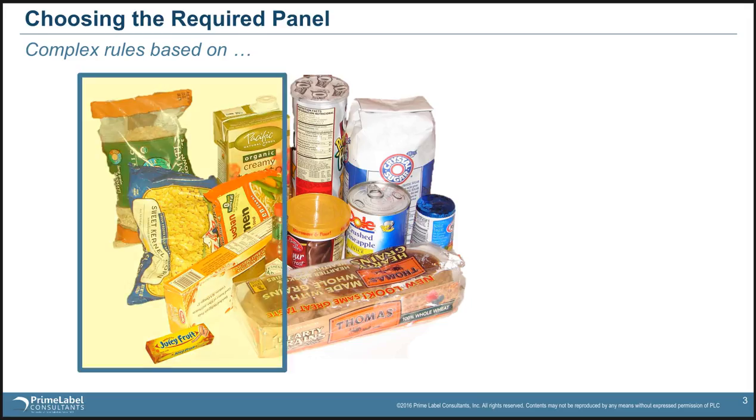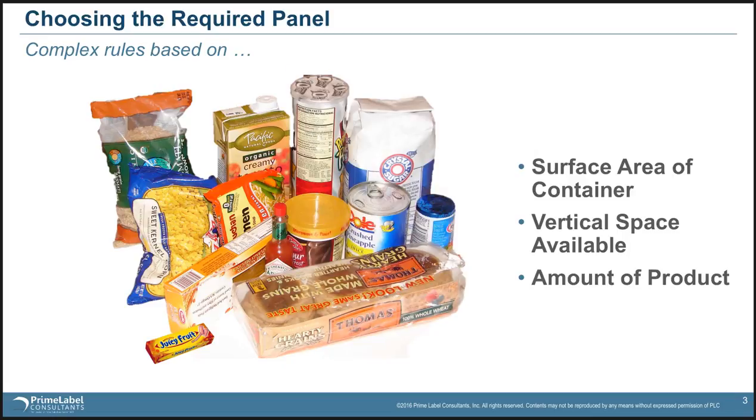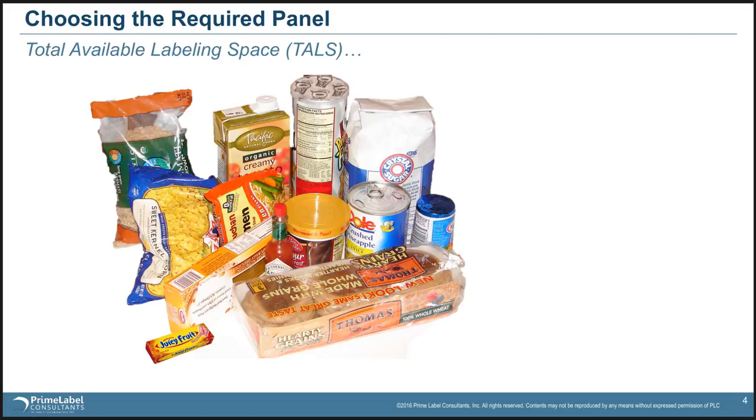With errors in about half of all current panels, and another significant portion not taking advantage of panel optimization, it's important to shine a spotlight on how to choose the right panel to start. This is a complex area, made even more complicated by new rules that require dual column panels. We only have time for an overview here, but essentially, choosing your panel will depend upon three factors: the surface area of your container, the vertical space available on your label, and the amount of product within your package.